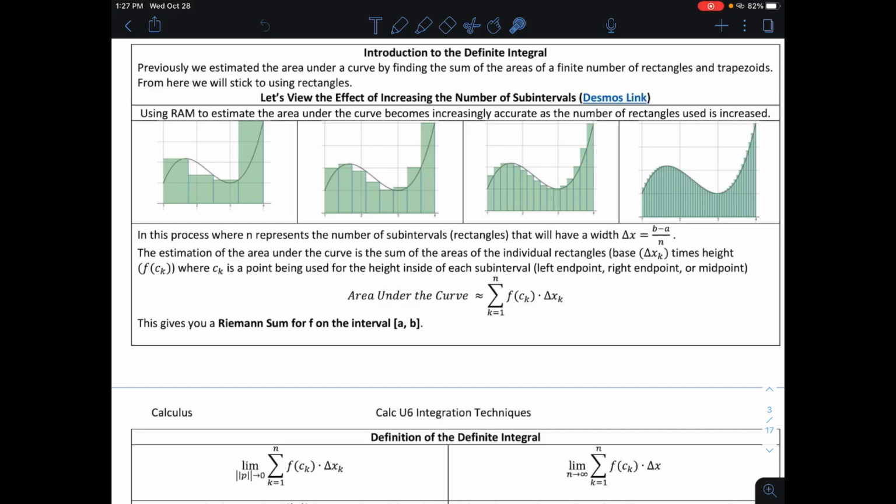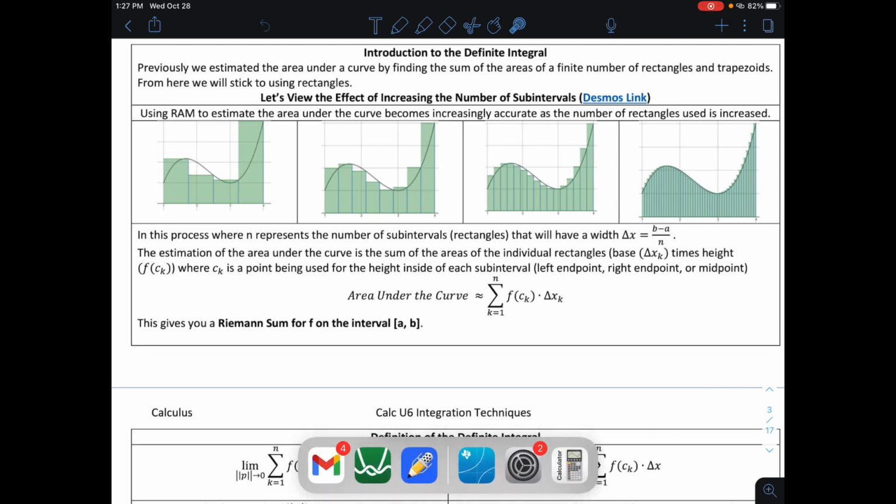All right, in our previous video, we looked at approximation methods to estimate the area underneath the curve. So today, in this video, we're going to tie our approximation method into the definition of what a definite integral is. And in order to do this, I'm going to use Desmos.